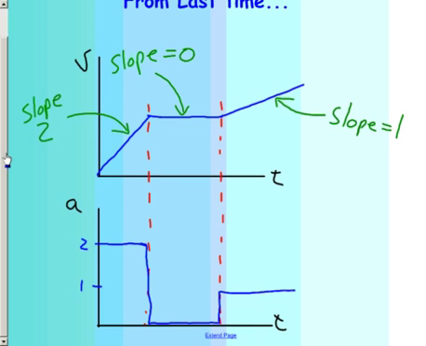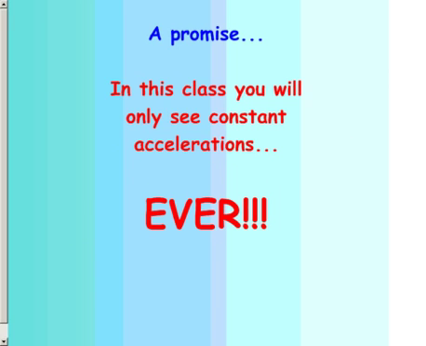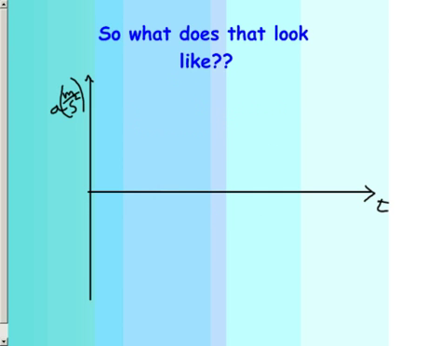Now here's the great news. All right, think about that acceleration graph down there. We see a couple different values, but they're constants. So the good news is this. In this class, you will only see constant accelerations ever. That's the only kind of problem you're going to see. What does that mean? What's that going to look like? We might have an acceleration that's constant, that's a positive number.